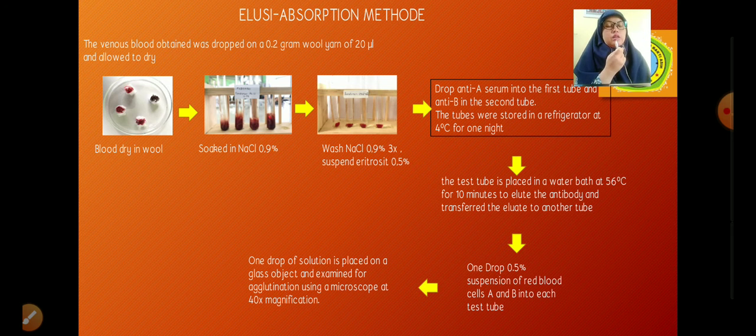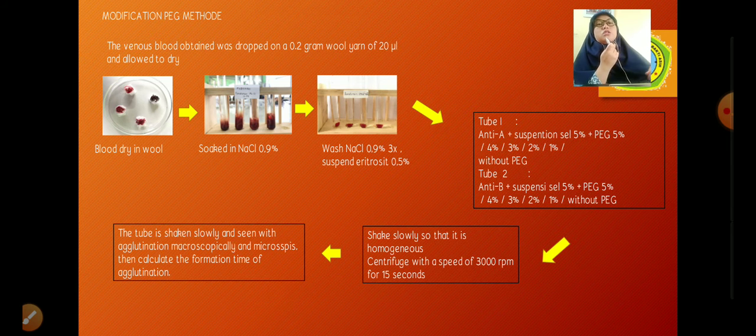Then one drop of suspension of red blood cells A and B is added into its test tube, and one drop of the solution is placed on a glass object and examined for agglutination using a microscope at 50 times magnification.